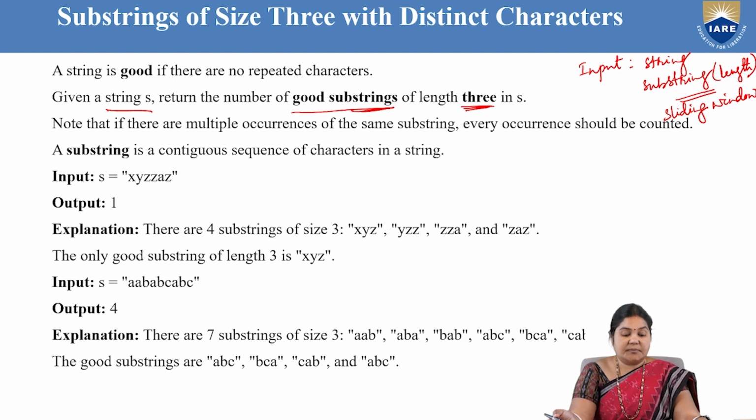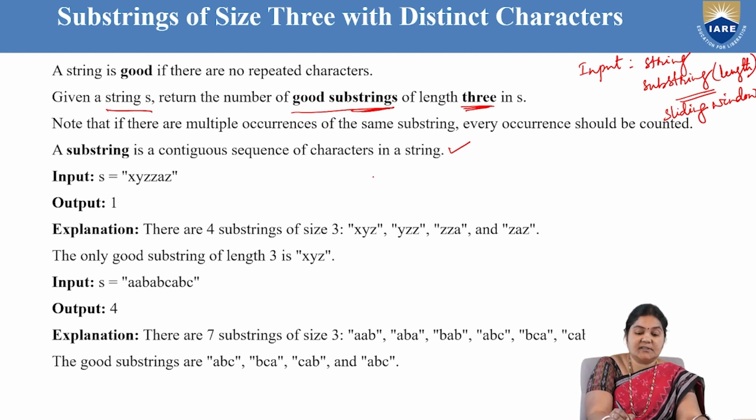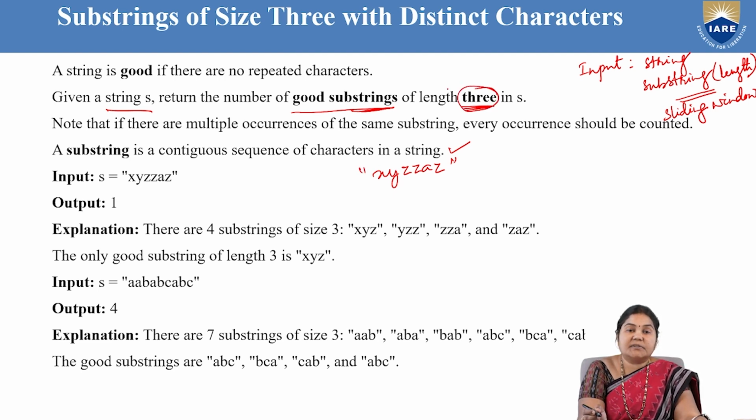Then it is given, a substring is what? The definition of substring is the last line. A substring is a continuous sequence of characters in a string. Okay, fine. Now let us understand the test cases. What is the first test case? It is X, Y, Z, Z, A, Z. This is my string. Now, it is given in the question to make substrings of size 3. So, X, Y, Z is my first substring.